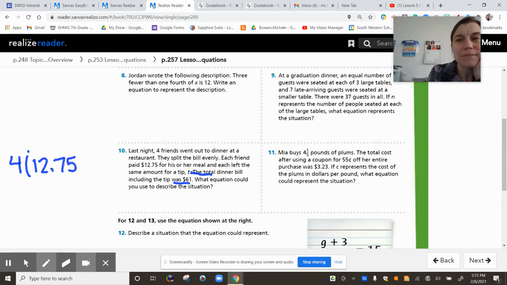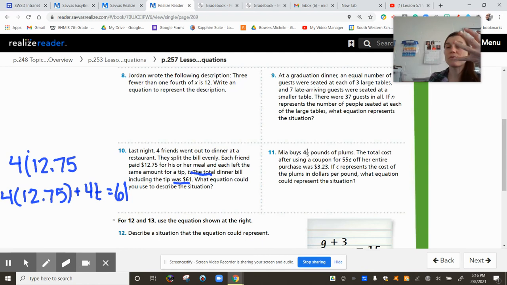Well, you do it one of 2 ways. I can say each of them paid $12.75, and all 4 of them paid a tip. And when you add that all together, it equals $61. So I have to have 4 tips, and I have to have 4 payments of $12.75. That's one way to do it.